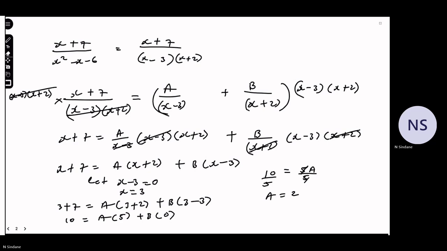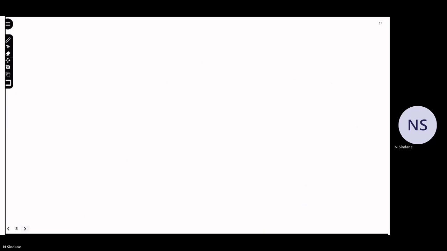After eliminating b, we can eliminate a by letting the bracket next to b, which is x plus 2, equal to 0, and then x is equal to negative 2. Let's go to the next page. So, we know that x is equal to negative 2. We have x plus 7 is equal to a into (x plus 2) plus b into (x minus 3). Now we substitute. Where there's x, I substitute negative 2 in this case.